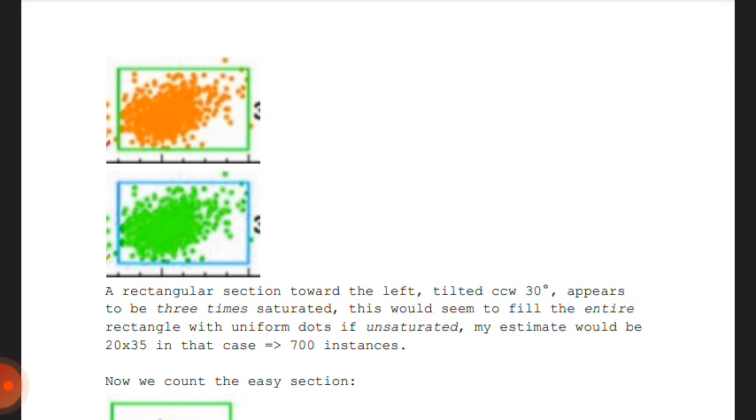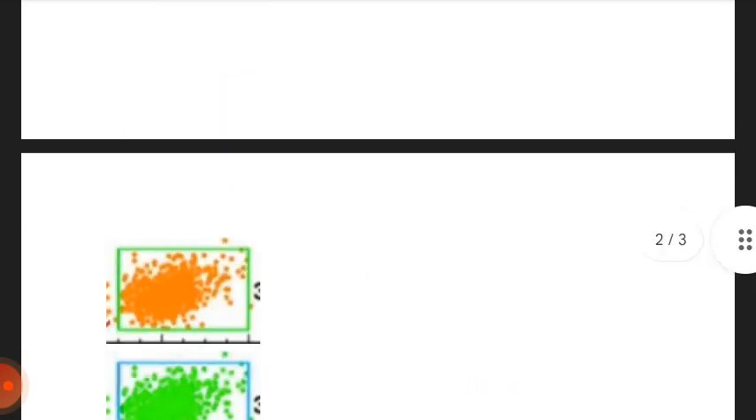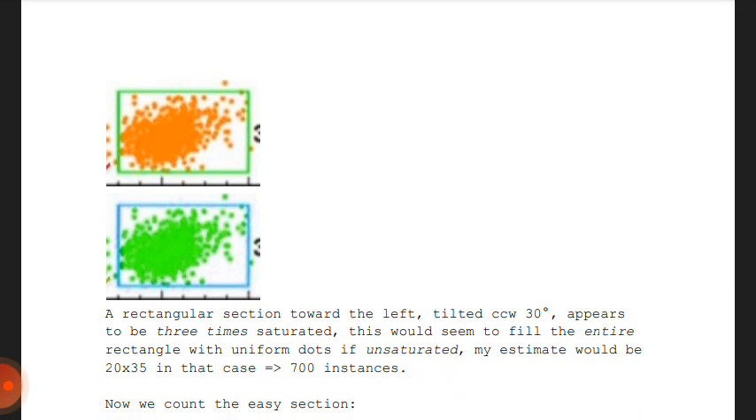So it's a zoom in of that section, the bottom right. A rectangular section toward the left, tilted counterclockwise 30 degrees, appears to be 3 times saturated. I mean, there's a lot of data points. This would seem to fill the entire rectangle with uniform dots if unsaturated. My estimate would be 20 by 35. In that case, about 700 instances, if you spread it out.